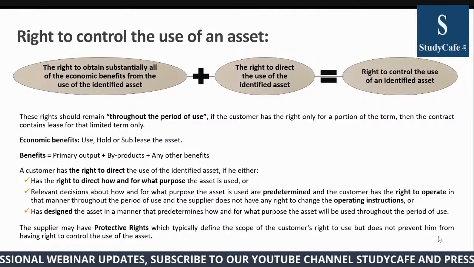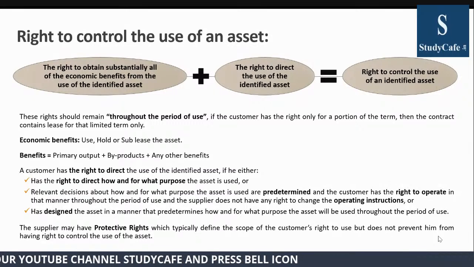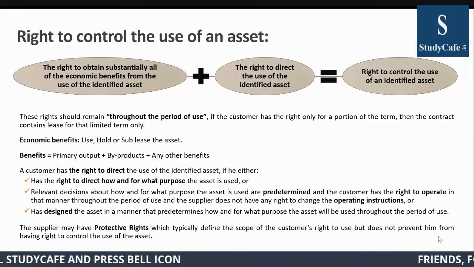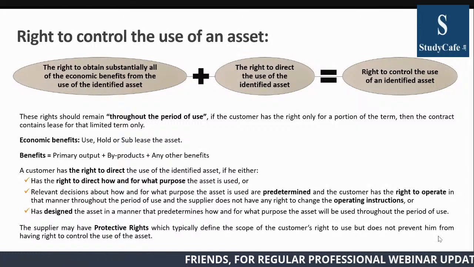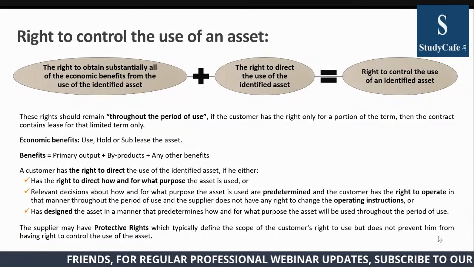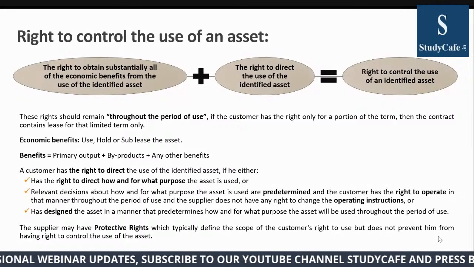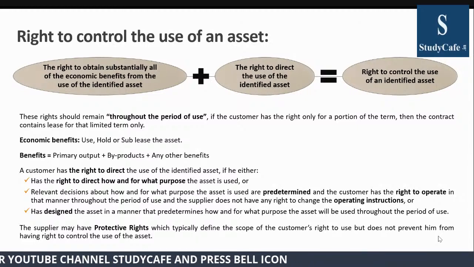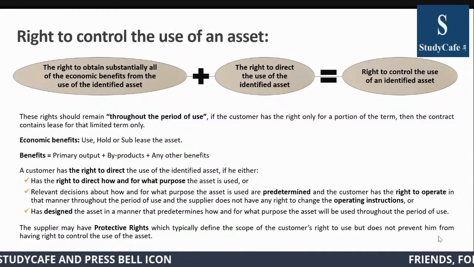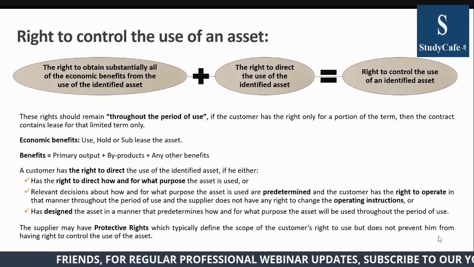Second leg is right to direct the use of the identified asset. Now, when does it come and how does it come? So, we need to analyze and assess if the lessee has a right to direct the use. Right to direct the use comes when there is a right to direct how and for what purpose the asset will be used. So basically, if a lessee can decide how that asset will be used and for what particular purposes that asset will be used, then we can say that the lessee has a right to direct the use.